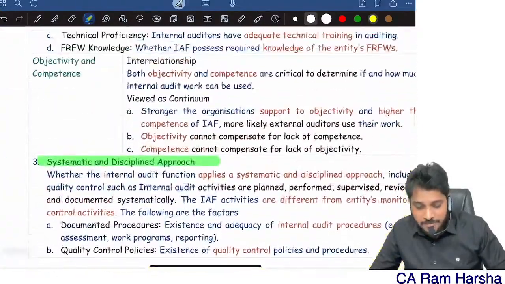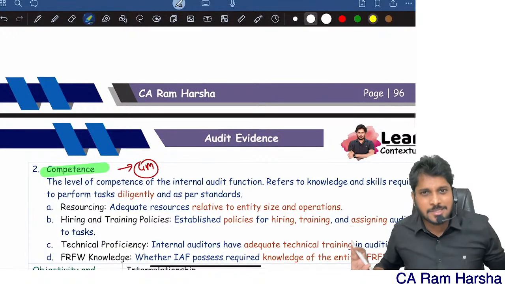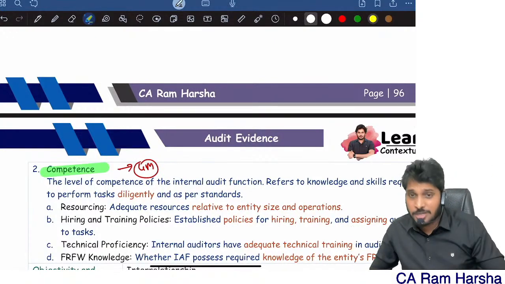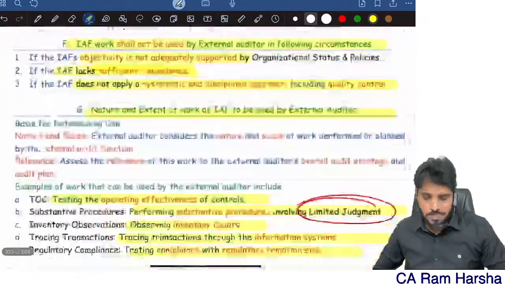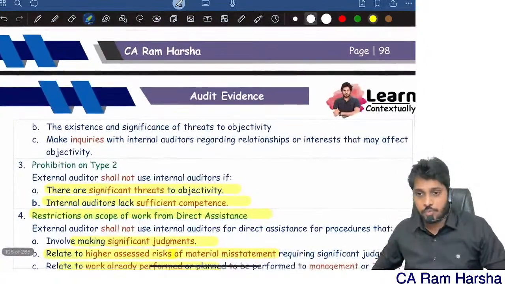I just briefly discussed 610. The remaining standards, I'm not covering in depth. I'm briefly discussing, just giving you an idea. That's it. With this, the audit evidence topic is over.